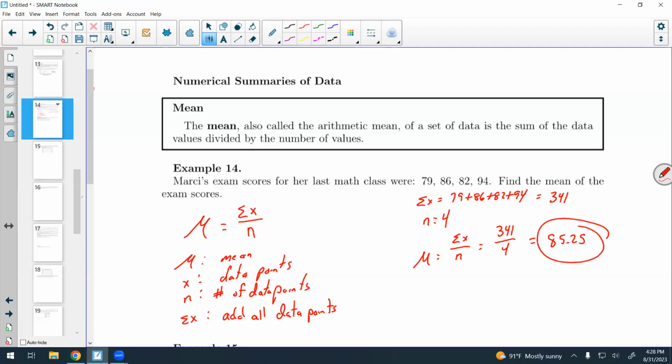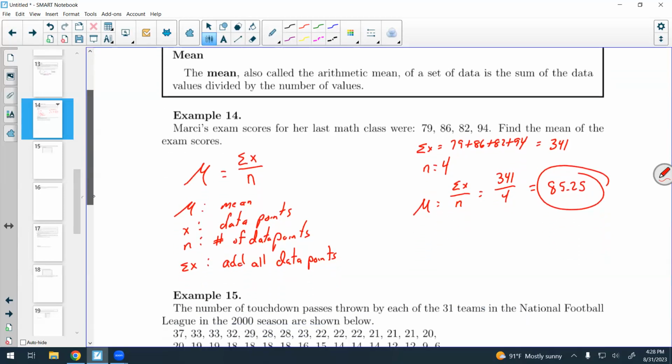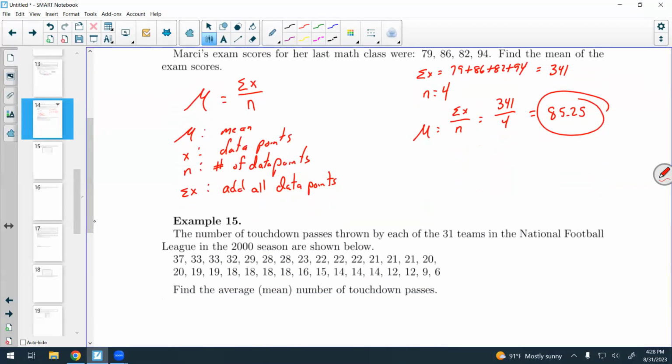Any questions on how we did that? Everybody good? Okay. So the number of touchdown passes thrown by each of the 31 teams in the National Football League in the 2000 season are shown below. So I know N equals 31. What's the sum of all my X's?